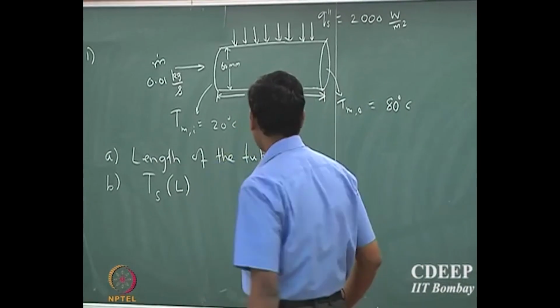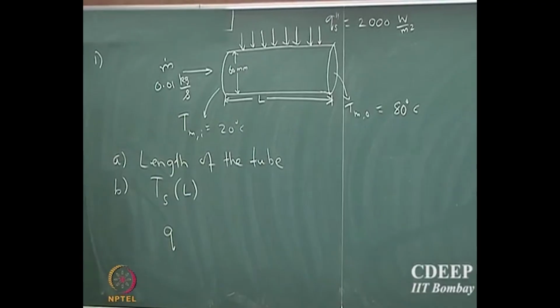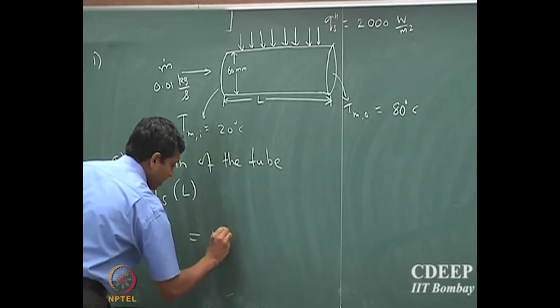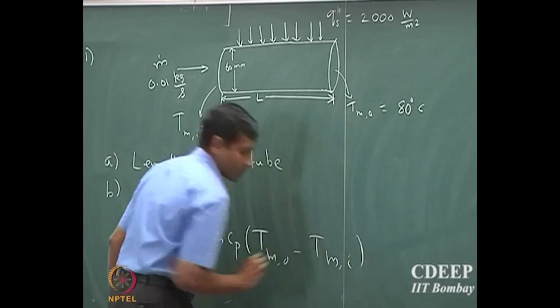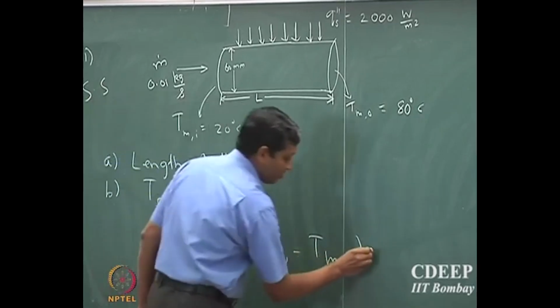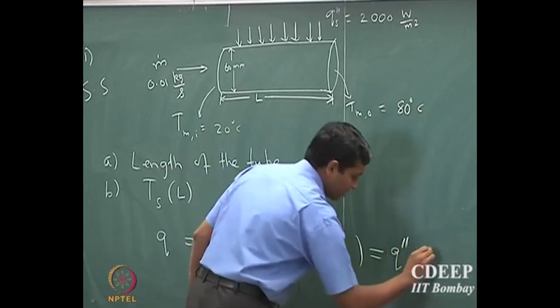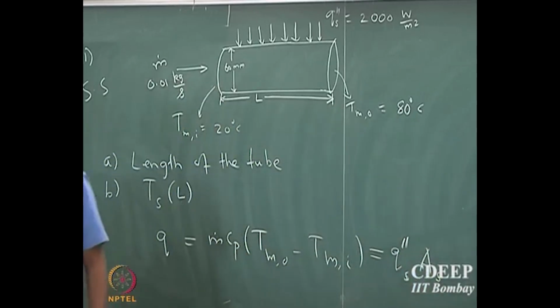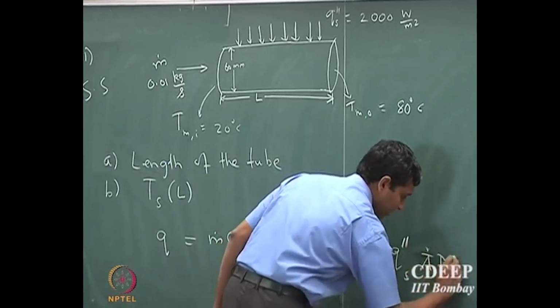The net amount of heat that is taken up by the fluid to increase its temperature is given by m dot Cp into Tmo minus Tmi. So that is the net amount of heat that is taken up by the fluid under steady state condition. But that is also equal to the amount of heat Qs prime into the curved surface area, right. So, that is given by pi d L, that is pi into d into L.